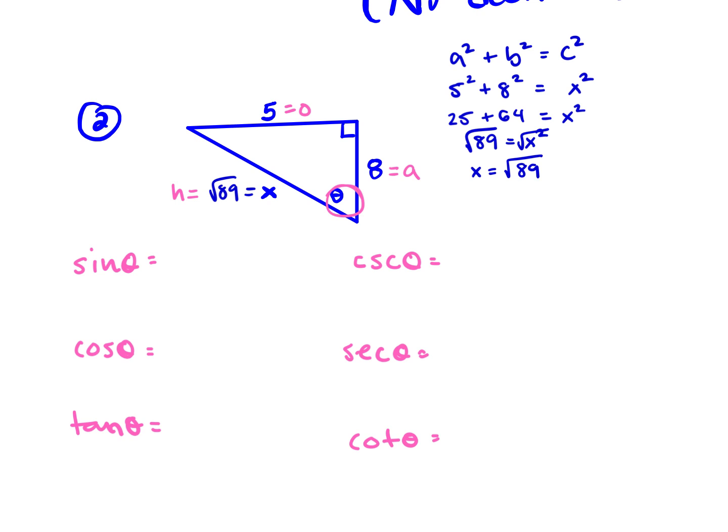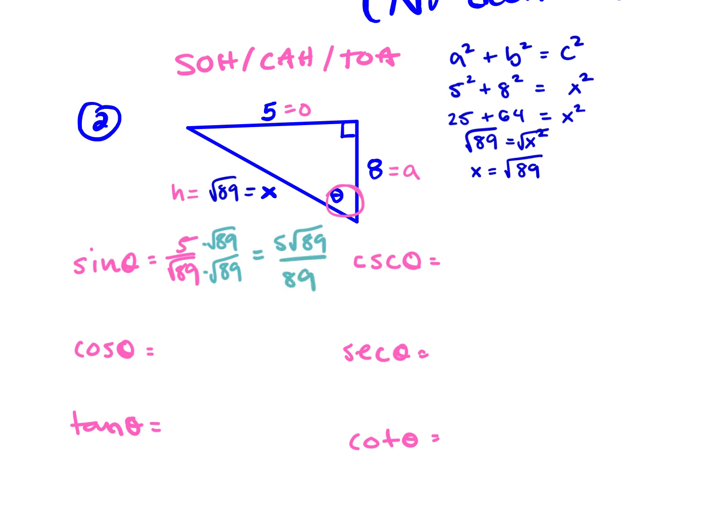So according to SOHCAHTOA, sine is opposite over hypotenuse. What would our opposite over hypotenuse be? 5 over square root 89. Can we leave a square root in our denominator? No, so we got to rationalize. We have to multiply by square root 89 on the top and the bottom. So we get 5 square root 89 over 89.